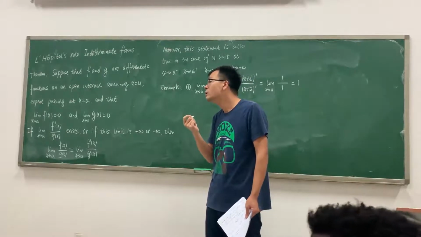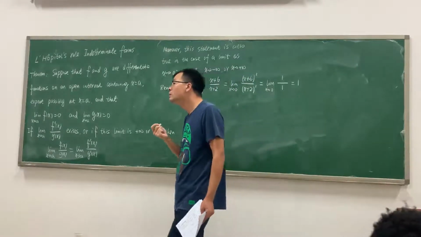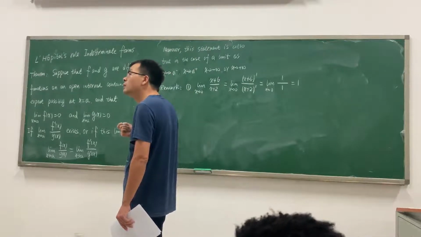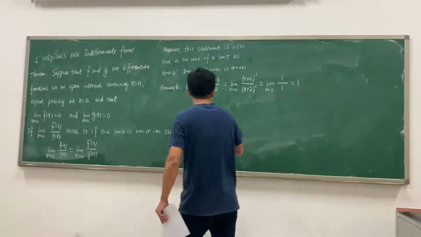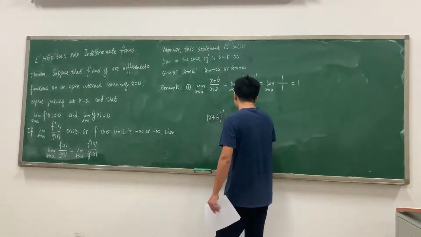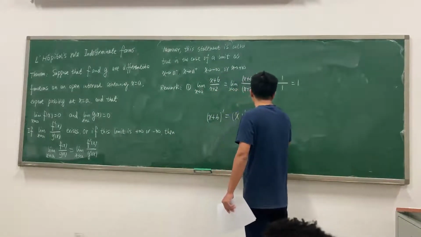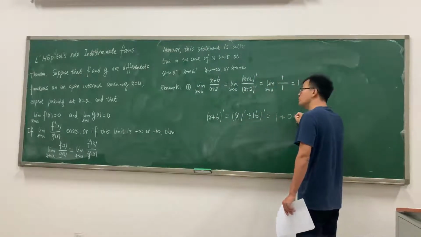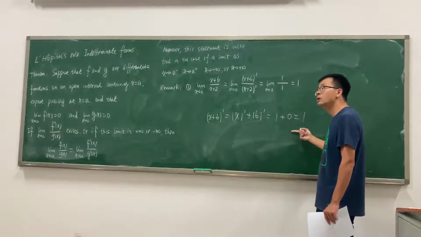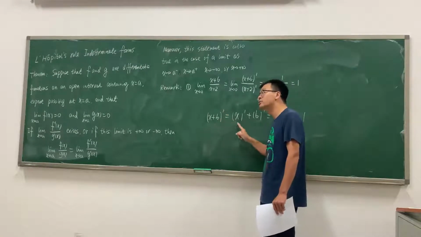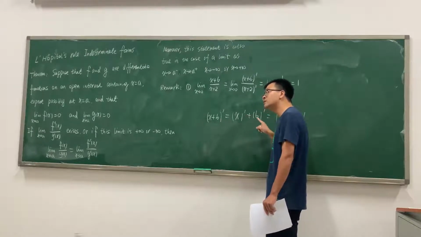I just want to know why the derivative of x plus 6 divided by x plus 2, the derivative, is 1. Why? The derivative of x plus 6 is actually the derivative of x plus the derivative of 6. The derivative of x is 1, and the derivative of 6 is 0. So the derivative of f(x) plus g(x) equals f prime plus g prime.